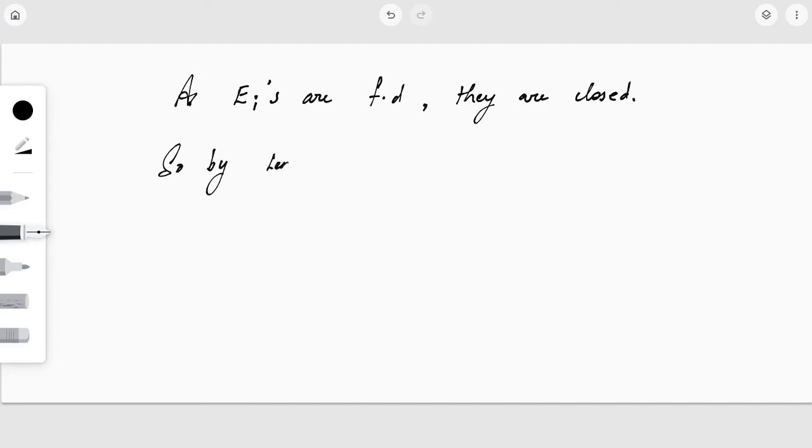So as the Ei's are finite dimensional, they are closed. Once we have a closed subspace, what can we use? We can use the previous lemma. So by lemma 5.2.1, there exists yi, an element of Ei with norm 1.